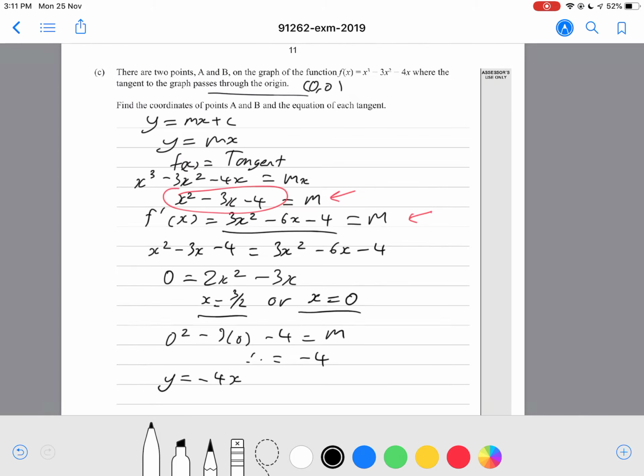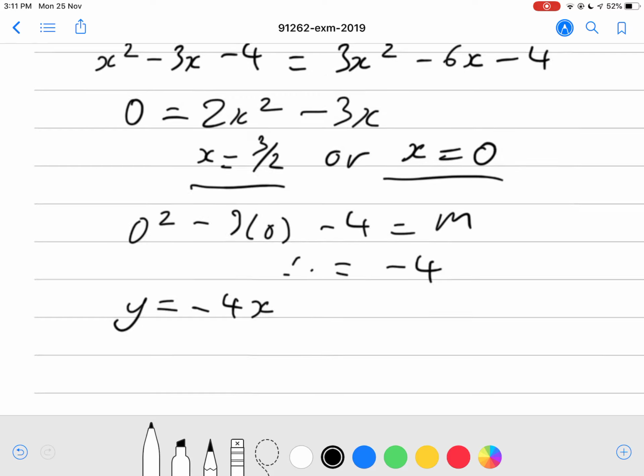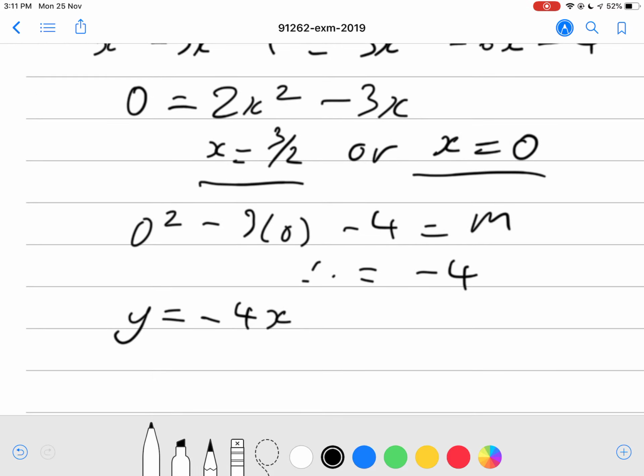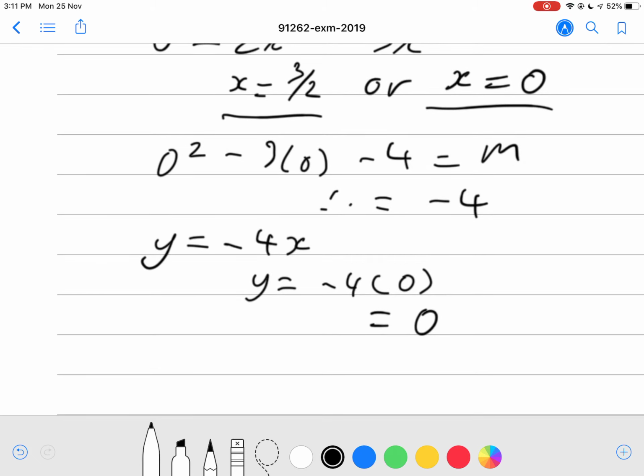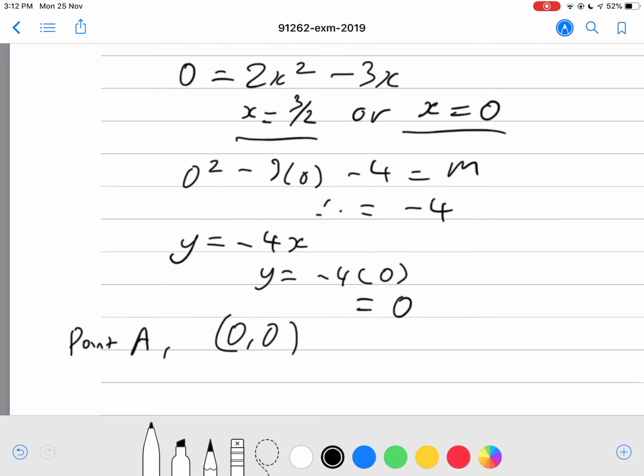And we need to find the coordinates as well. Find the coordinates of points A and B. So our coordinates can be found by substituting the x point back into our tangent. So basically, y equals -4 times 0, and this also equals 0. So therefore, our point A can be 0, 0. Yeah, point A is 0, 0 when the tangent is -4x.